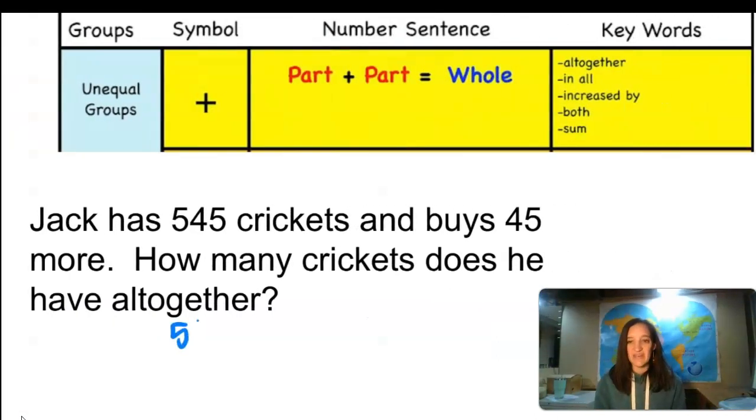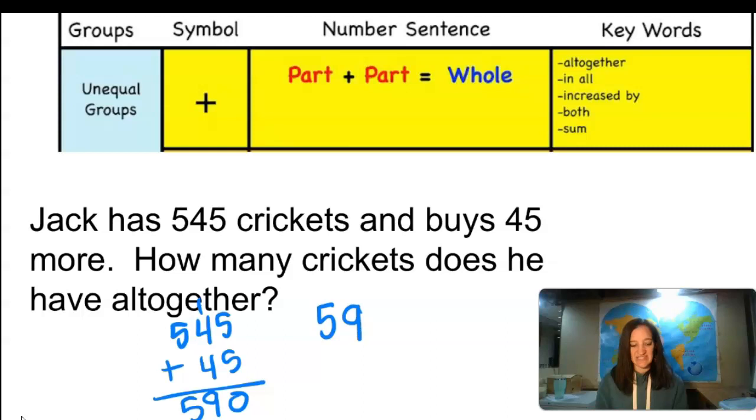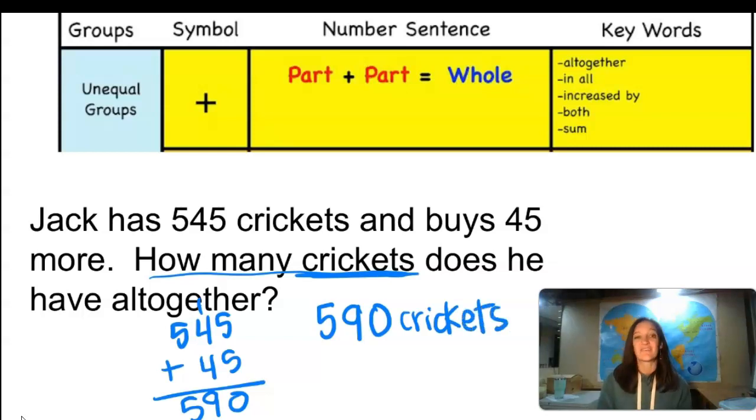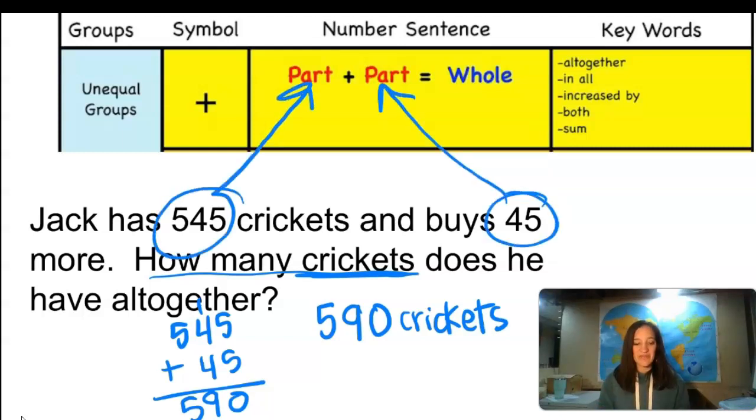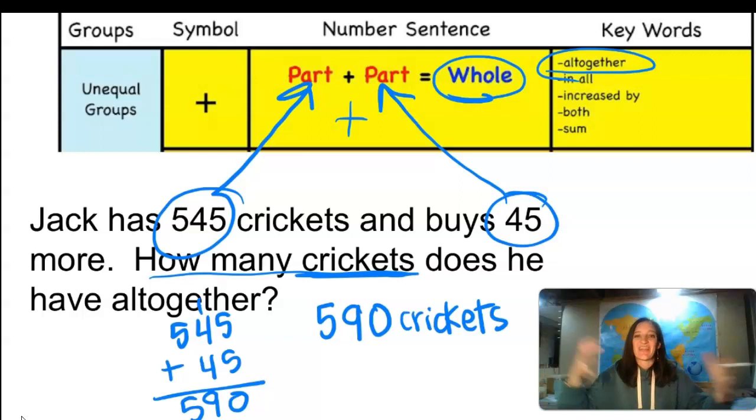So now that we know that, we can actually solve it. 545 plus 45 equals 590. And I'm not just going to leave the answer like this, because it was asking us a question. How many crickets does he have? So I'm at least going to say 590 crickets. Okay, so that is with addition. We had a part right here and a part right here, and we wanted to add them together to get the whole, to get all together. How many crickets did he have in all?